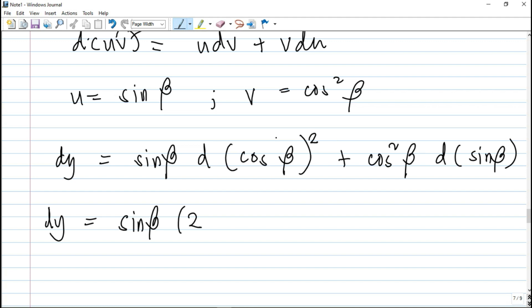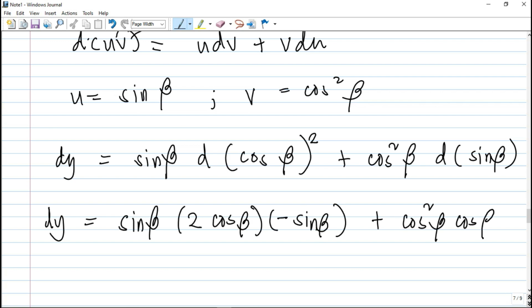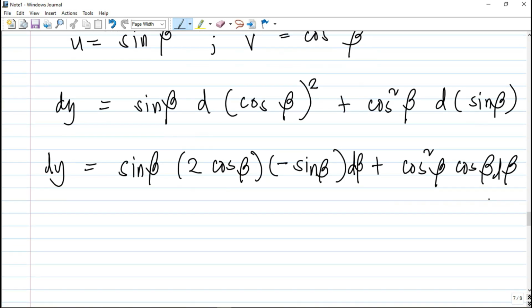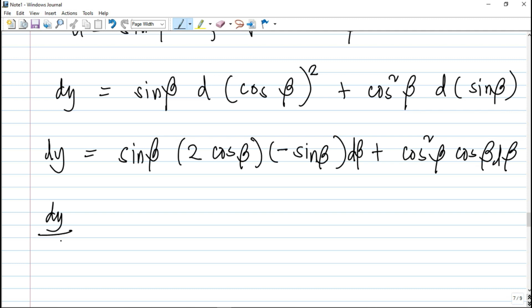Okay. So, bring down the exponent, then copy the inside function cosine beta. Then, subtract 1 to the exponent, so that is just 1. Then, differentiate the inside function cosine beta. So, that is negative sine beta. Okay, so plus cosine squared beta. Then, derivative ng sine is cosine. So, derivative of sine beta is cosine beta. Okay, now we just simplify this. So, derivative of y with respect to beta equals. Okay, so simplify natin to.